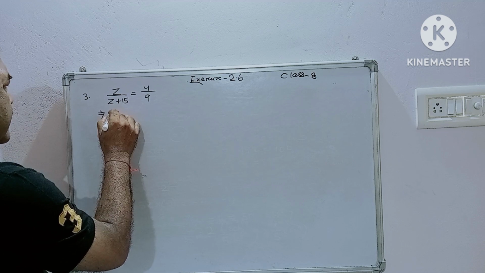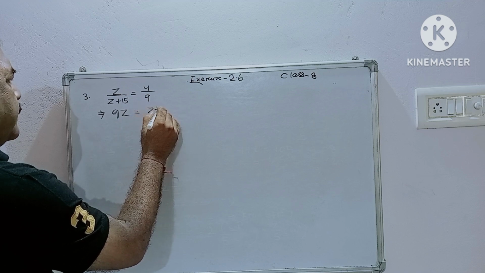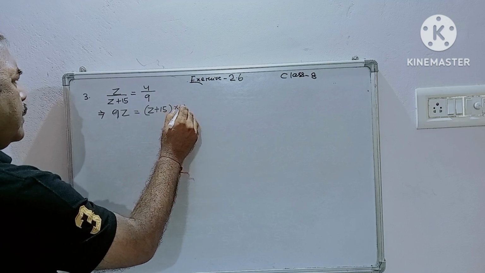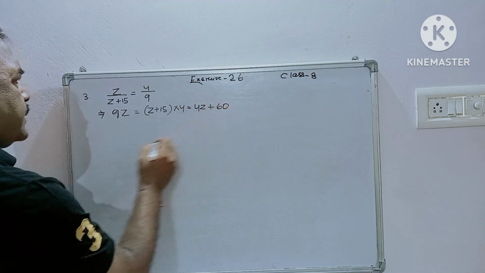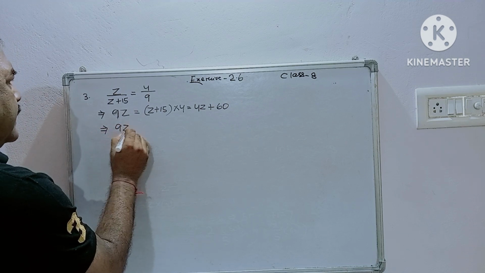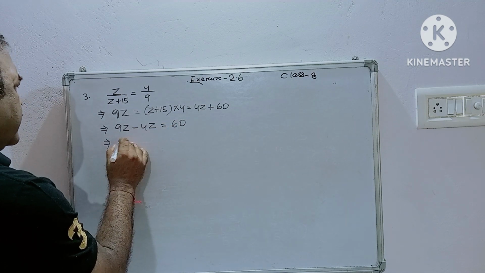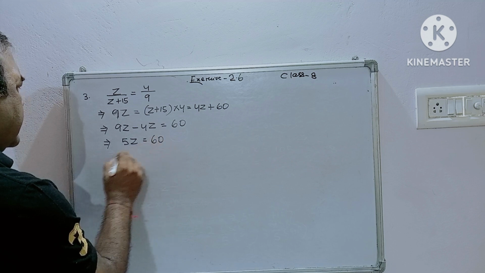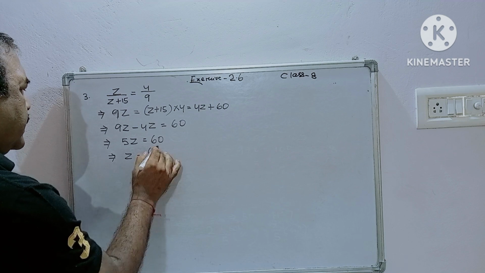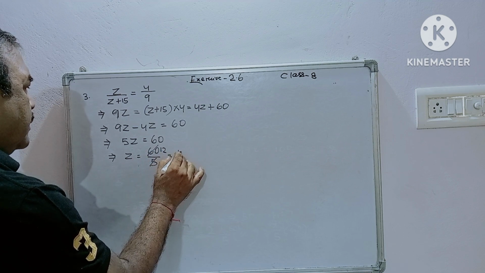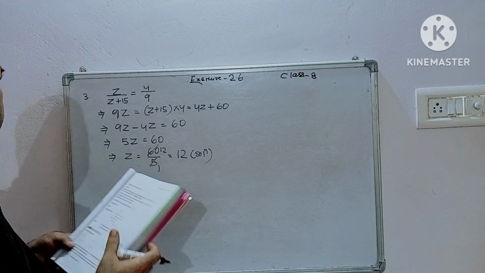9z is equal to (z plus 15) into 4, that is equal to 4z plus 15 fours are 60. That implies 9z minus 4z is equal to 60. That implies 9 minus 4, 5z is equal to 60. That implies z is equal to 60 upon 5, 12 fives are 60, that is equal to 12. So this is the solution of the equation, z is equal to 12.